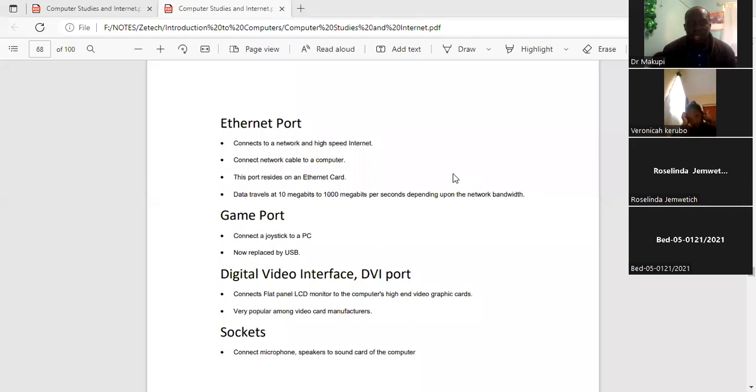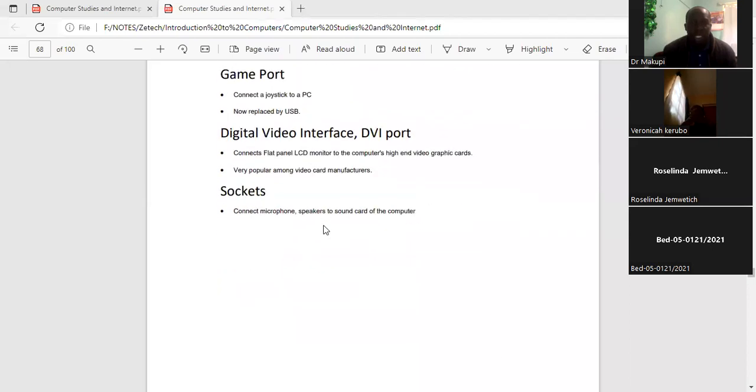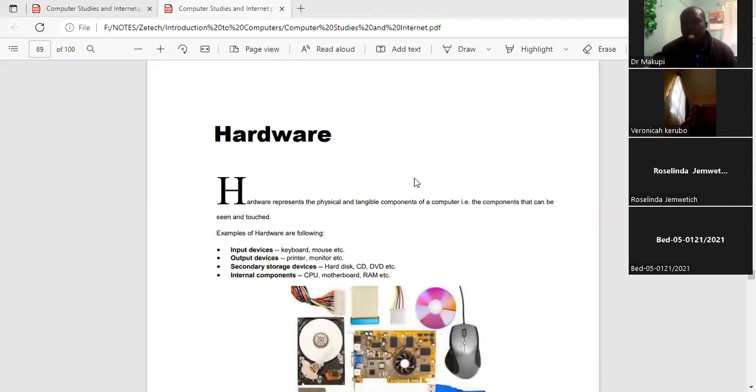So I was talking about Ethernet, and I said that is where we source our internet. Normally, this Ethernet port comes with an RJ45 connector. The one which you normally plug into your machine is actually the RJ45 connector. So it attaches itself to the Ethernet port. That is where you connect to the internet. There is also the game port, DVI, sockets, and many, many others.